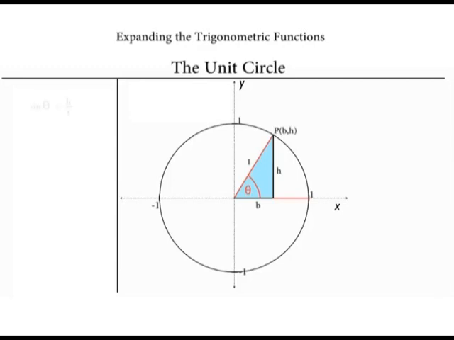Sin theta is equal to opposite over hypotenuse, that is h over 1, which is basically equal to h. Cos theta is equal to adjacent over hypotenuse, which is b over 1, and that's basically b. And so in other words, we could write this side as sin theta and this one as cos theta, which means the coordinates of this point can be rewritten as cos theta, sin theta. That's just replacing b and h. By definition, in a unit circle, the cosine of an angle is the x coordinate and the sine of an angle is the y coordinate.